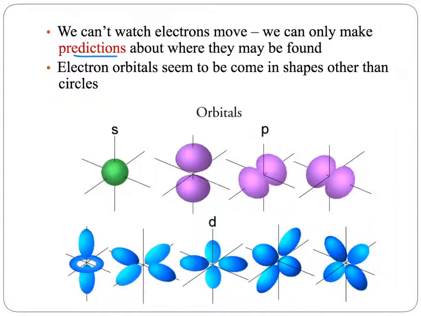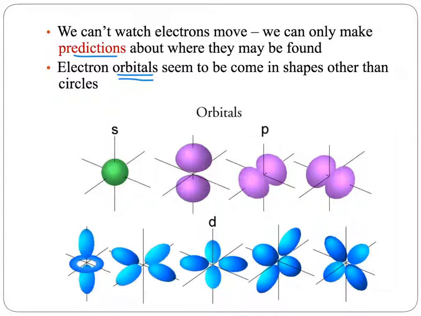But electron orbitals, where electrons may be found, seem to come in various shapes other than the circles of the orbits like a solar system that Bohr's model depicts. We call these things orbitals instead of orbits because they're not electrons going around as if they were the planet Earth orbiting the sun.